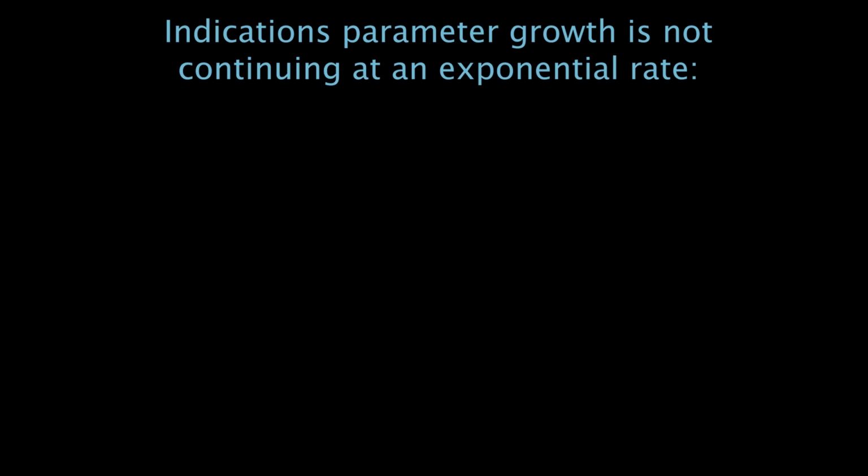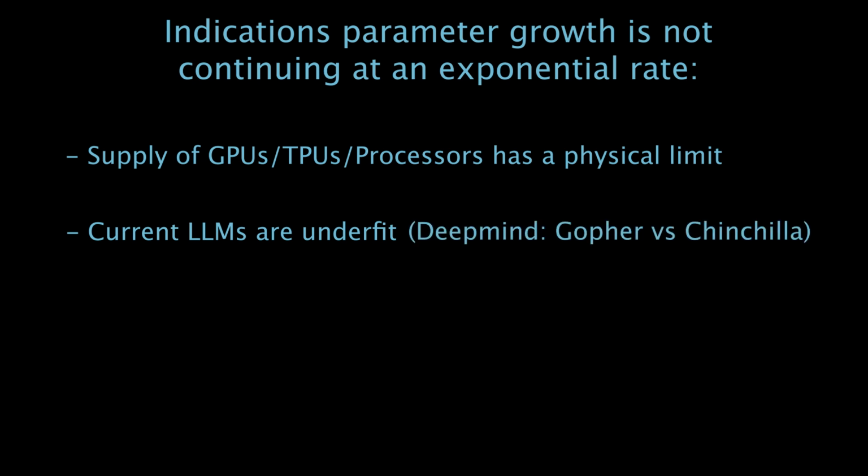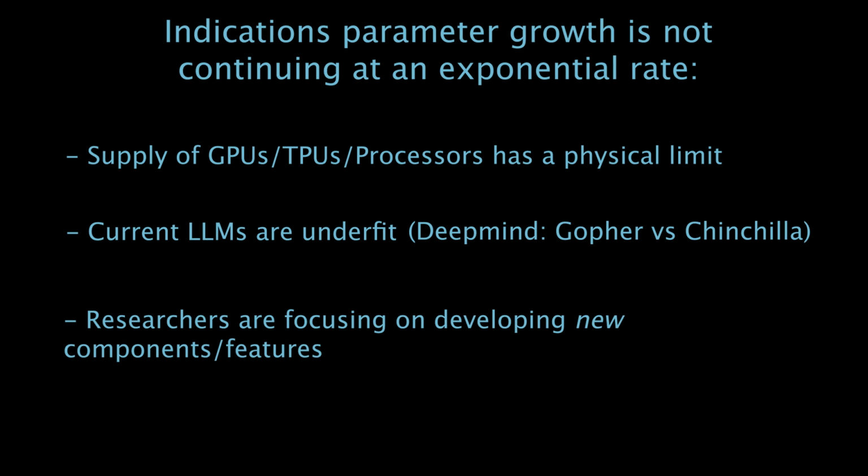Some sources claim available computation is meeting an upper bound, which may literally be the number of processors that can be built. Others cite that many current LLMs are underfit, and that resources are being allocated to training on more total tokens. DeepMind supported this, providing a compute equivalent study in which a smaller model trained on more tokens outperformed a significantly larger model trained on fewer tokens. More sources claim that research companies are focusing on building new components, such as multimodality, logical behavior instruction, external retrieval, and more. I'll return to these topics in the last section of this video.